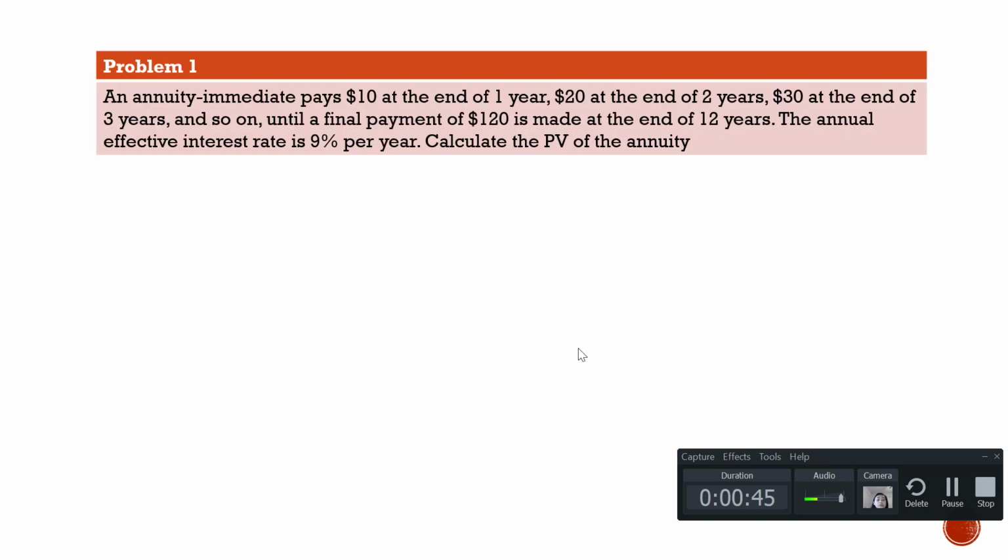So now we work with the first problem. An annuity immediate pays 10 at the end of year 1, 20 at the end of 2 years, 30 at the end of 3 years, and so on, until the final payment 120 is made at the end of 12 years. The annual effective interest rate is 9% per year. Calculate the present value of this annuity.